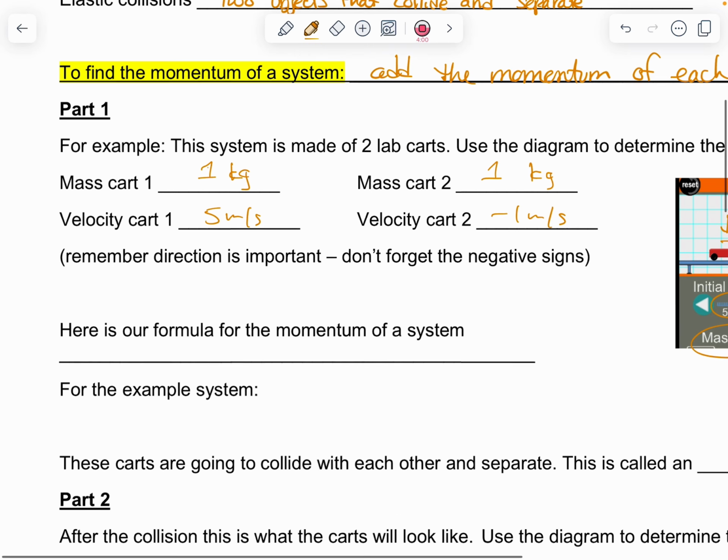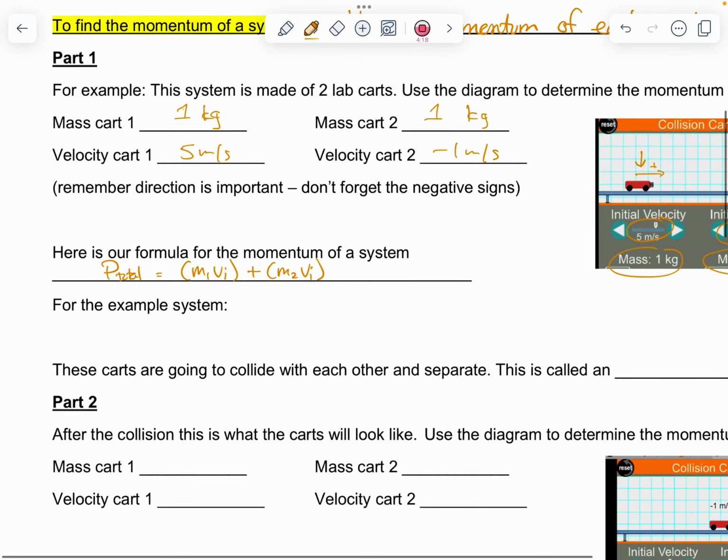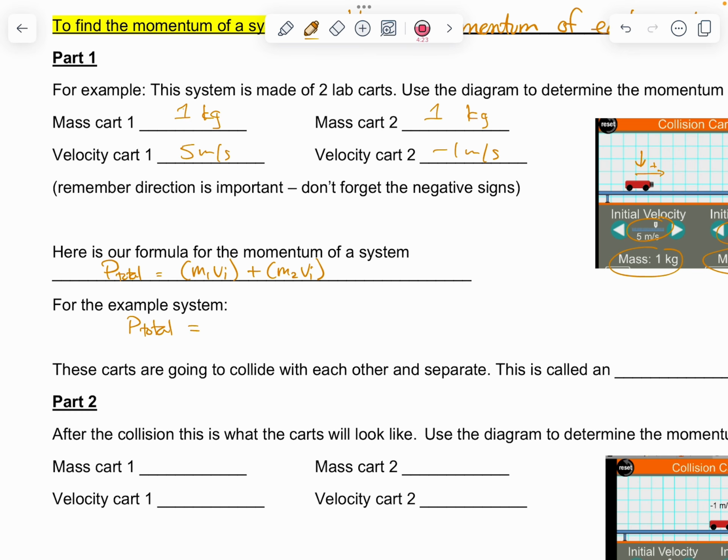Okay, here's our formula. We've written this down once before. It's always good to write things again. So the total momentum is going to be the mass of cart 1 and the initial velocity of cart 1 plus the mass of cart 2 and the initial velocity of cart 2. In our example system here, our total momentum is going to be 1 kilogram times 5 meters per second plus 1 kilogram times negative 1 meters per second.